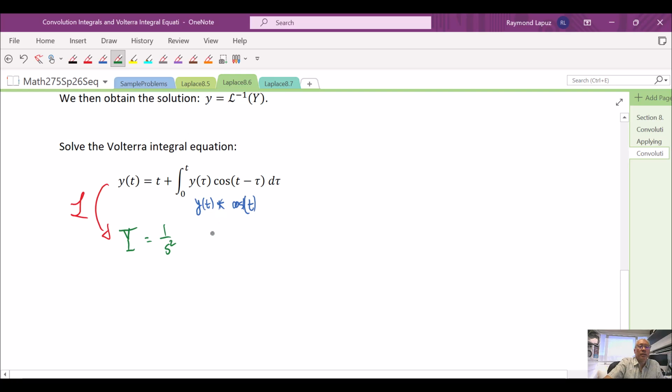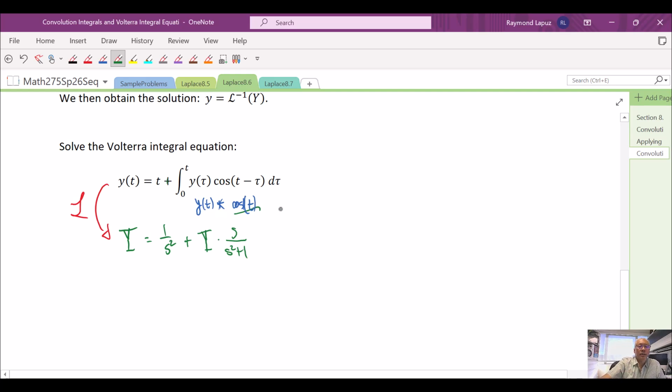So in the Laplace world, we have a plus. This will just be the Laplace transform of y, which is capital Y of s, times, not convolution, right? Just regular multiplication. The Laplace transform of cosine t. So that's s divided by s squared plus 1. All right, there you go.